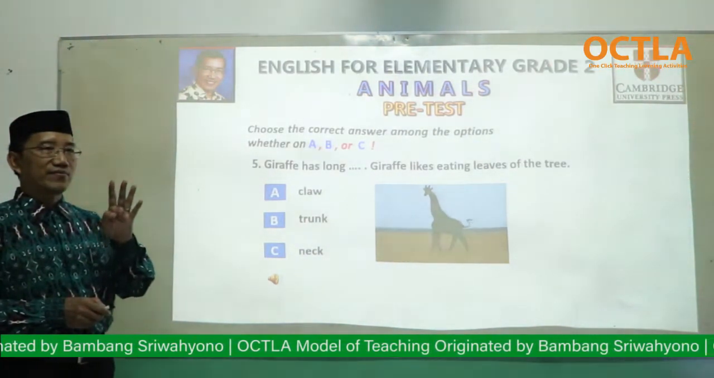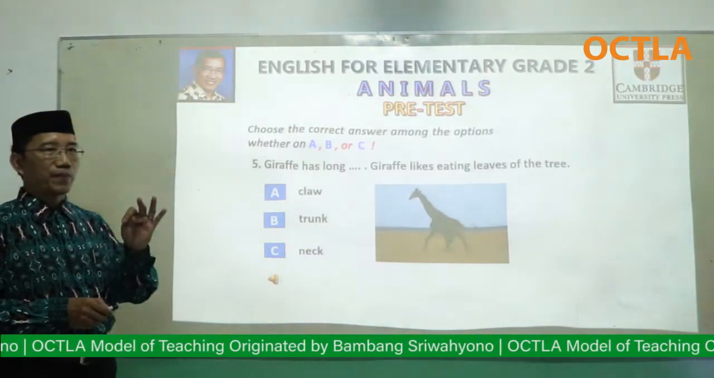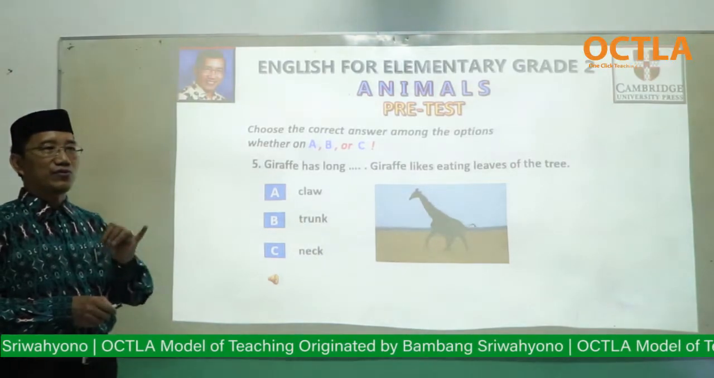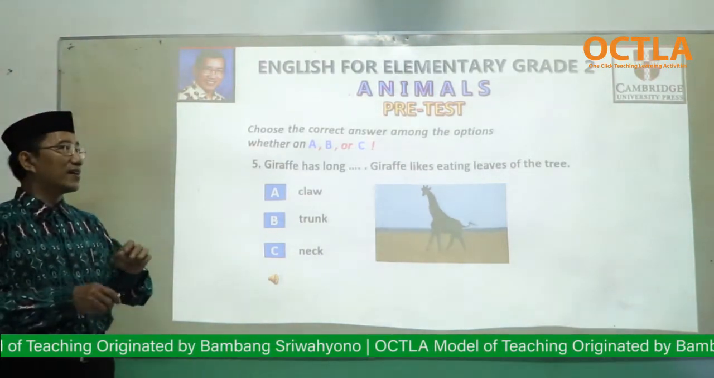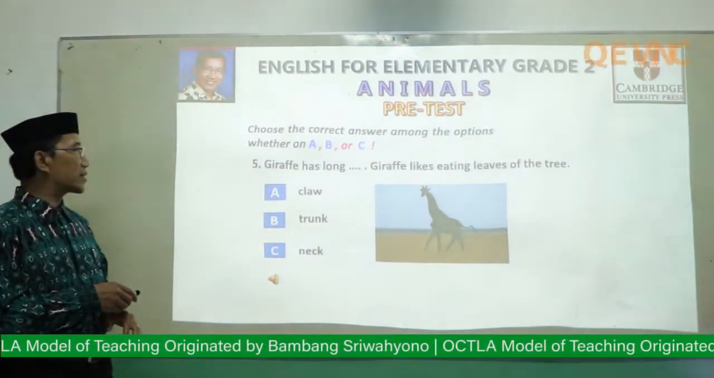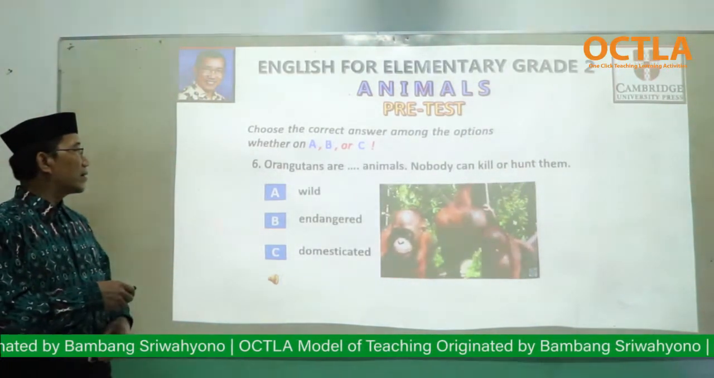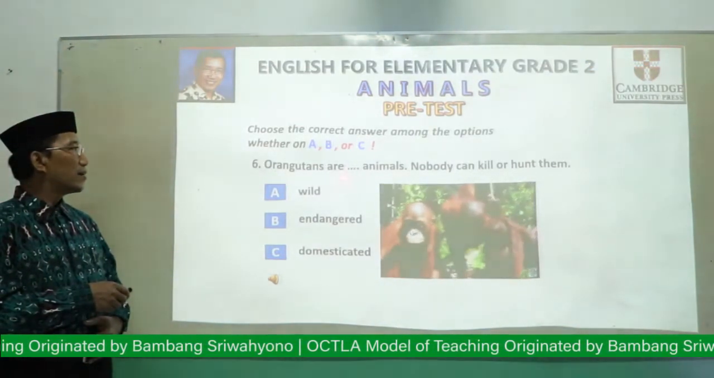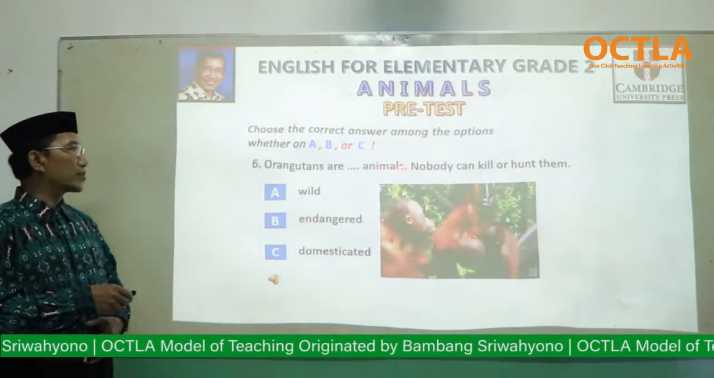5, 4, 3, 2, 1. Finished. Go to number 6. Orangutans are blah blah blah animals.